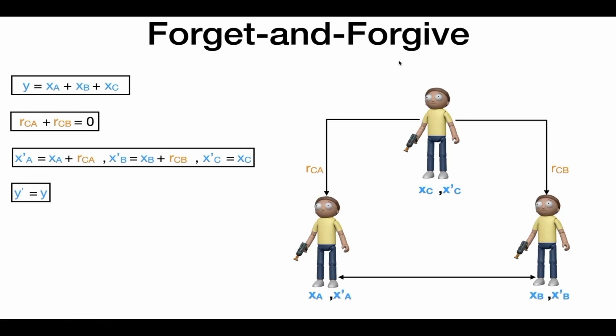Each Morty will collect all the secret shares he received and will add them to his secret Xi. As can be seen, while XA' and XB' have changed, summing now all X primes, we get that Y' is equal to Y as required. So are we done yet? Not exactly. We still need to delete the old secret shares.